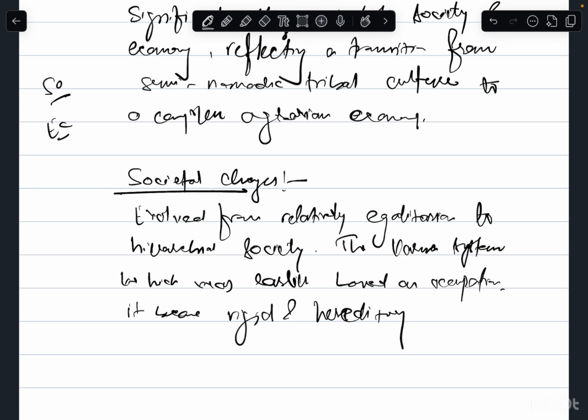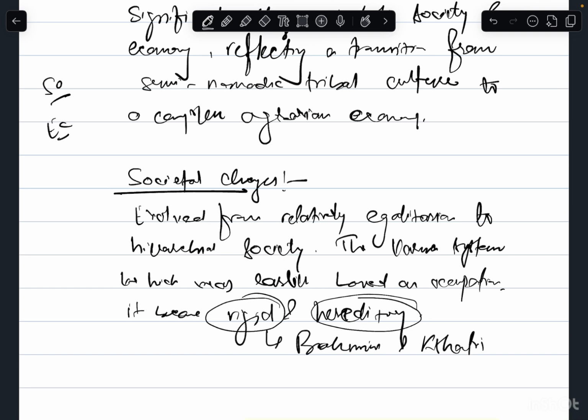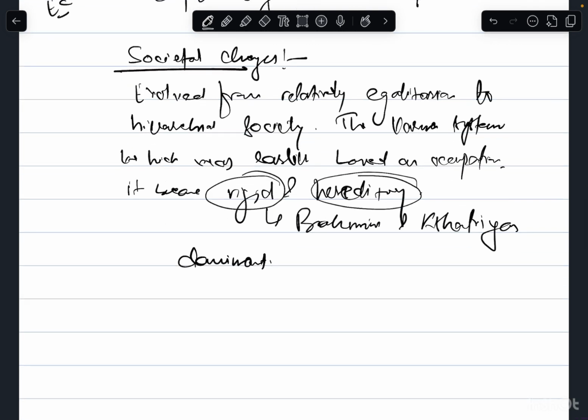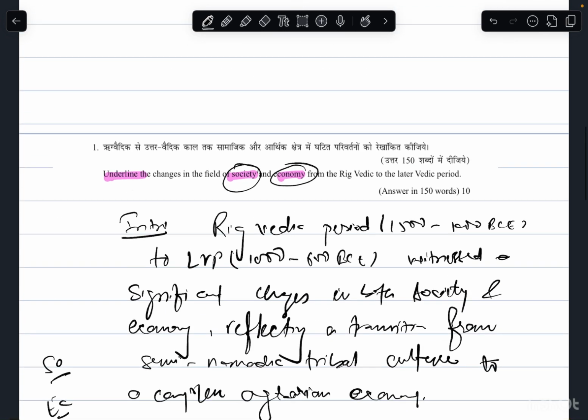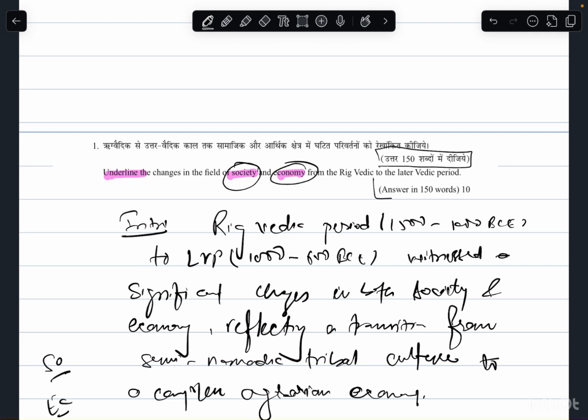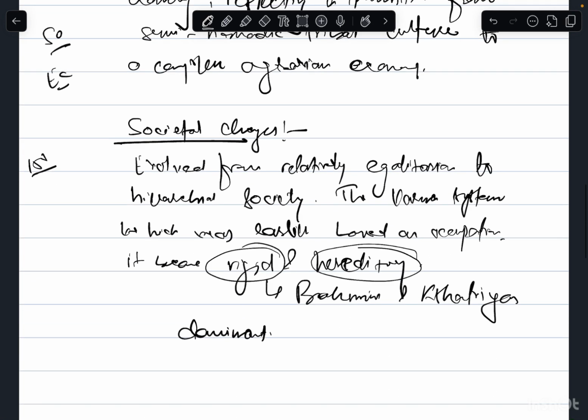Since we are talking about the rigidity and heredity, I'll focus here on the rigidity, that the Brahmins and Kshatriyas became a dominant part of the society. Now, moving to another change that happened in the society. Look, you do not need to explain each and everything, since we have a limit of 150 words only. If you look at the question, 150 words only. So within the time frame, we have to write the answer.